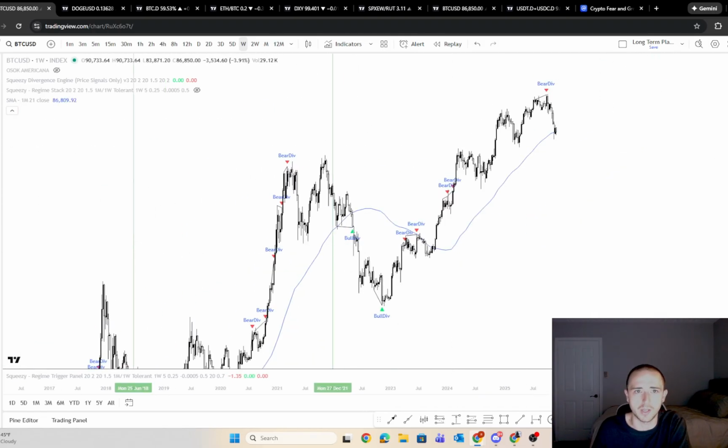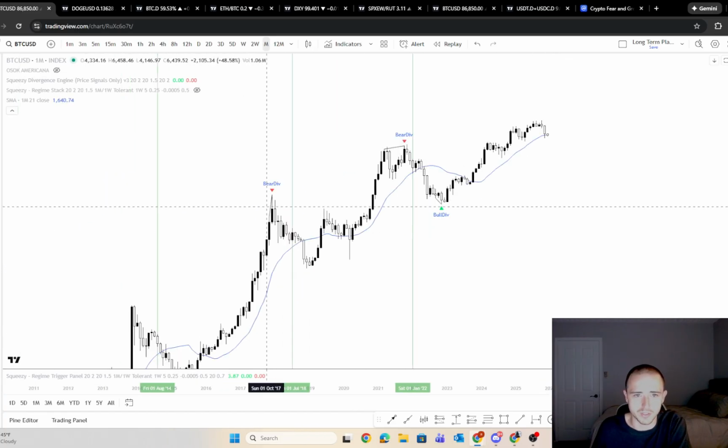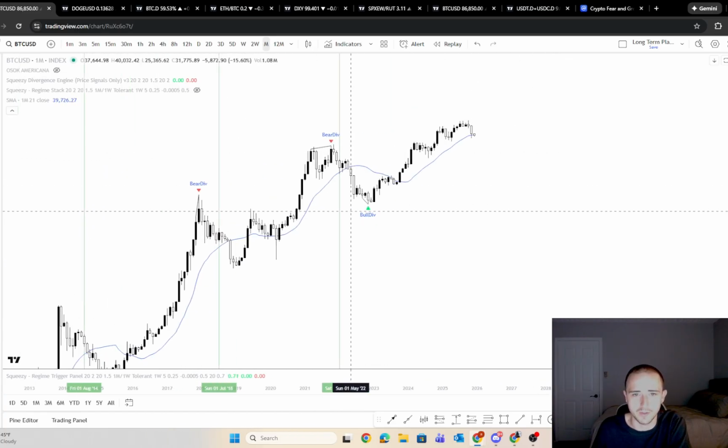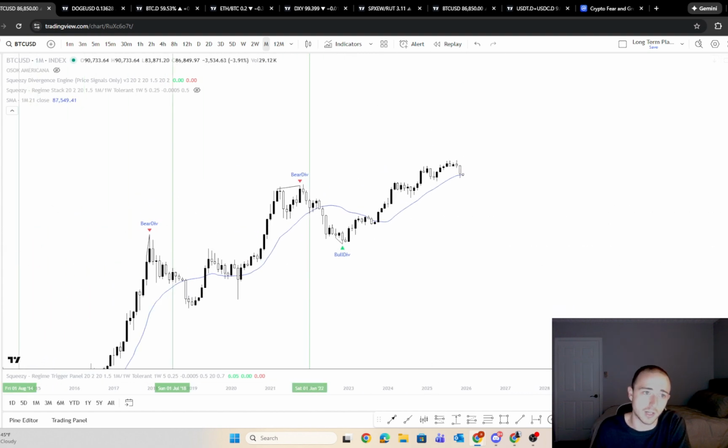Go ahead and look on the monthly. This one is super interesting to me. Nailed this top to the month, this top to the month, and this bottom to the month. I believe I mentioned this in the video that I so dumbly recorded without recording earlier.